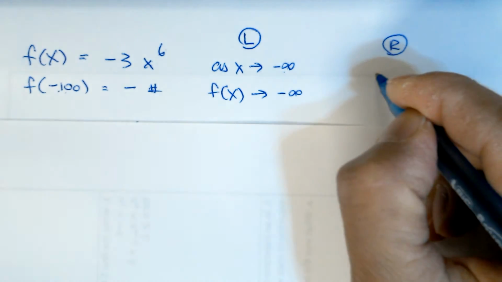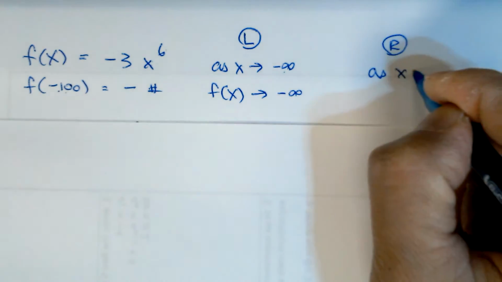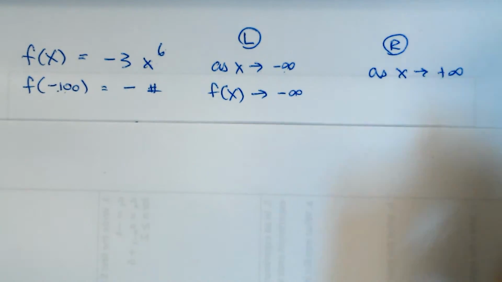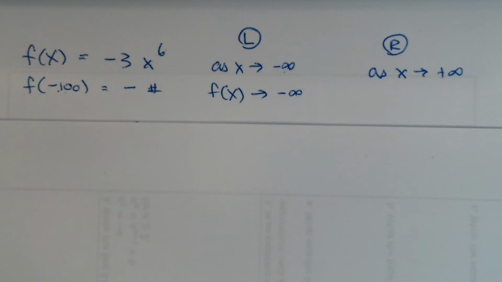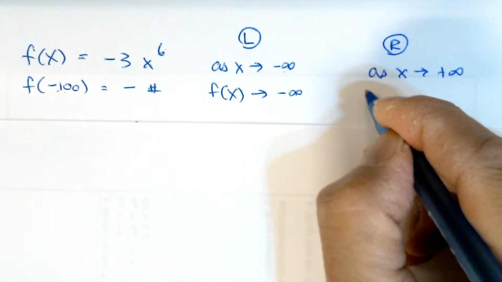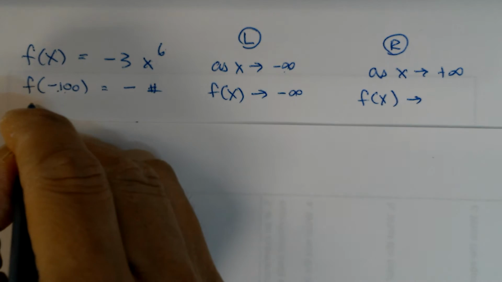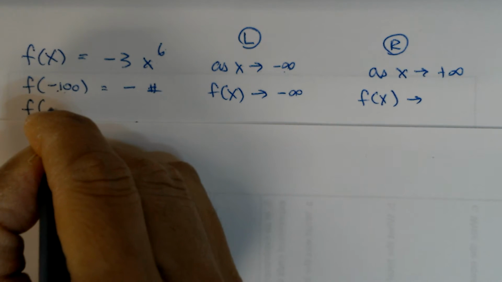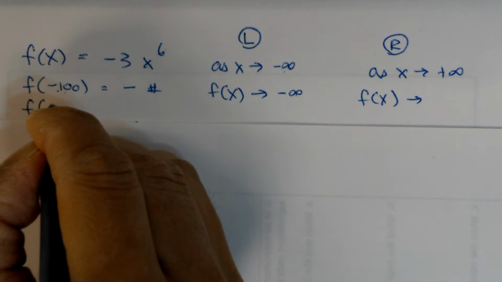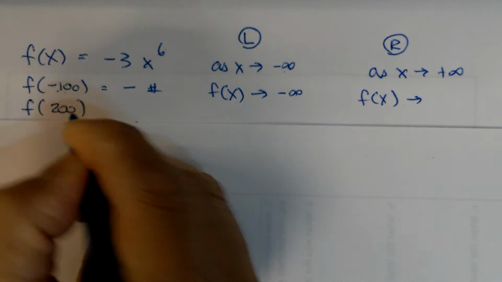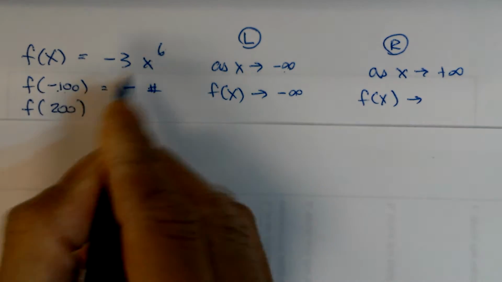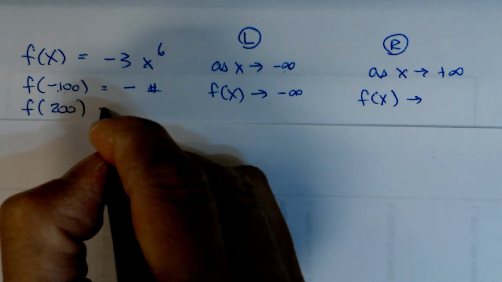On the right-hand side, we look as x approaches positive infinity. We want to see what the function does, what f of x approaches. So in this case, we'll substitute maybe something like 1000 or 100. Let's go for 200 this time. So substituting a large positive number in for x, and computing. Go ahead and do that.